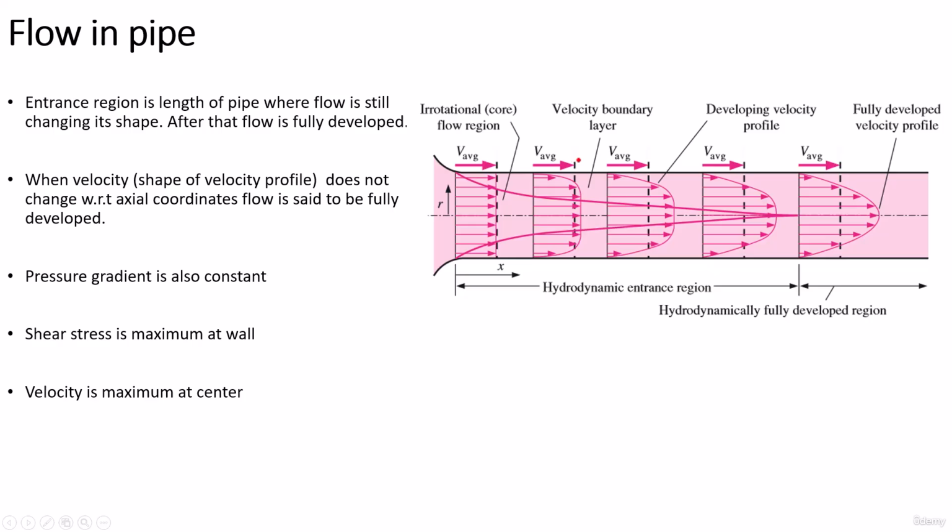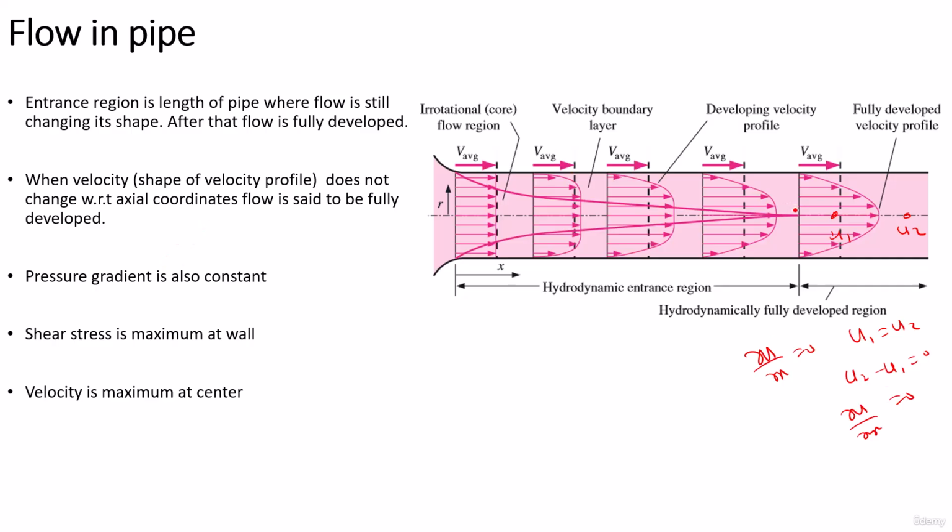And when the flow becomes fully developed, it means that the velocity does not change along the length, so du/dx is equal to 0. So at one point and a second point, let's say this is u1, this is u2, they both are equal. So it means that u2 minus u1 is equal to 0, and therefore du/dx is equal to 0.